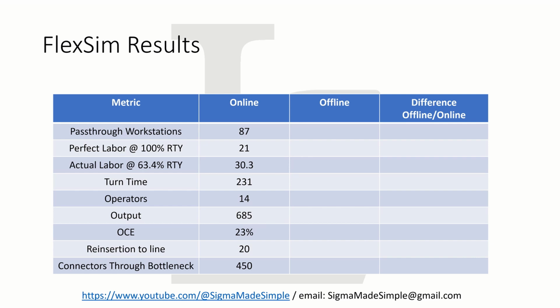So we have 14 operators on the line as of now. The line's output is 685 connectors per day because of the rework loops and rolled throughput yield. OCE is 23%, which is expected for any manufacturing area that has not been through the enhanced value stream map or some sort of process improvement. Goals should be around 70 to 80. We're going to go in more detail on OCE in the next video, but the bottleneck passed 450 connectors through to get 288 good connectors for one product. That to me seems a little bit crazy.